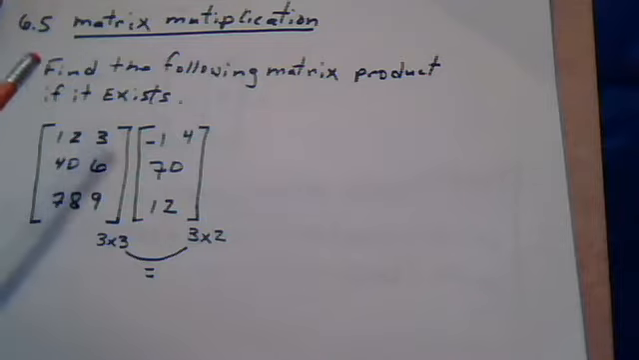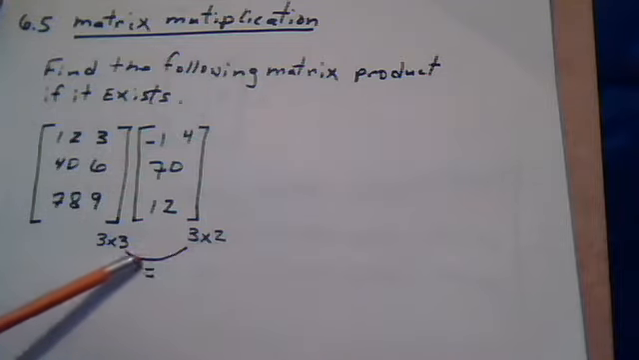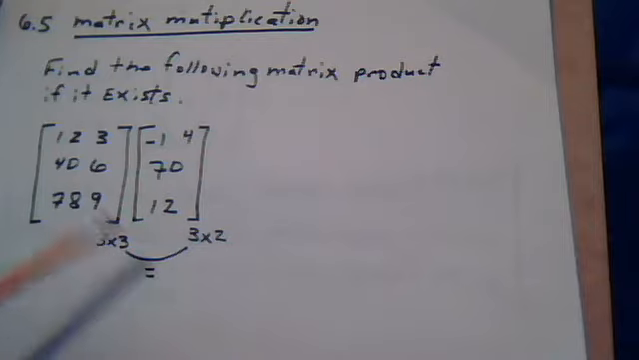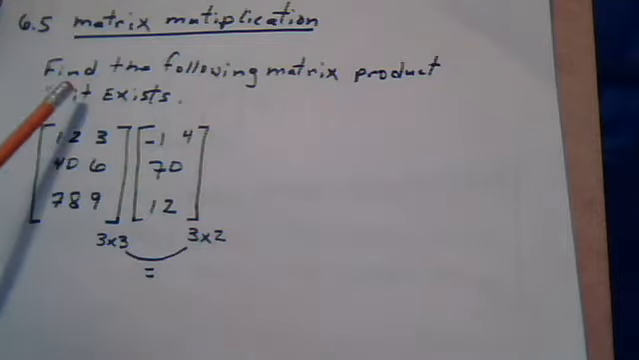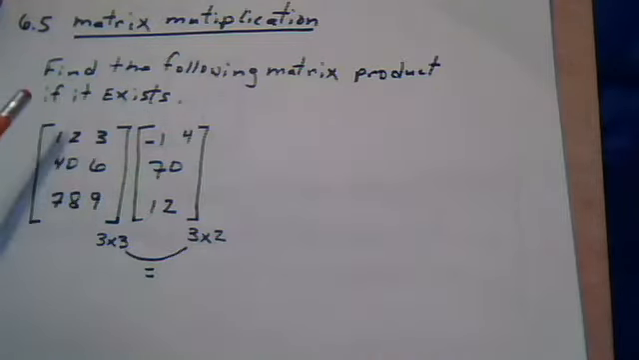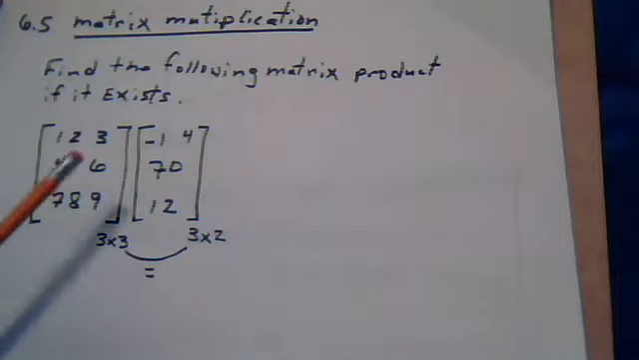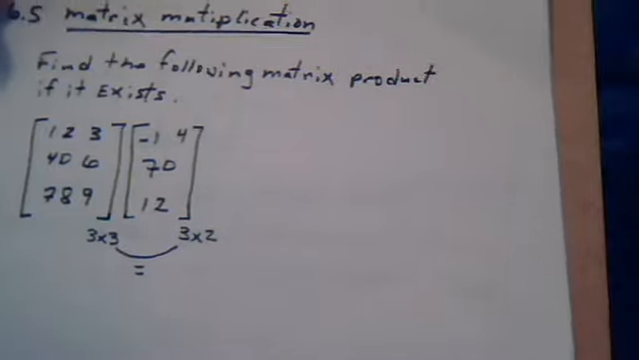And here's the requirement once you write the dimensions down. If these middle numbers are equal, then you could multiply them. If these middle numbers were not equal, then we would say this matrix product does not exist. In other words, it cannot be done. So this multiplication can be done. So if we could do the multiplication, how is it done?